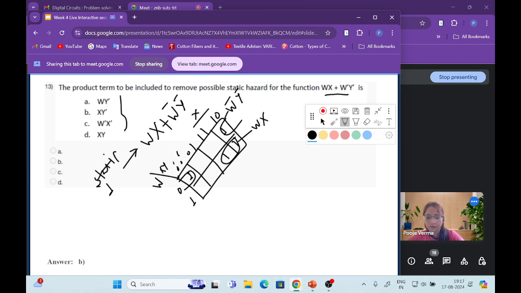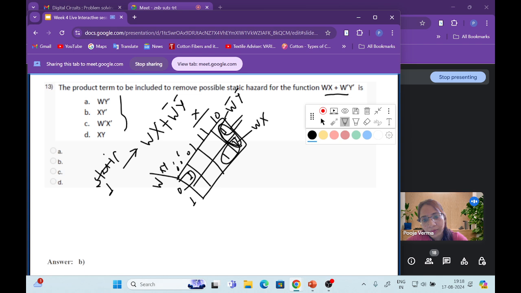Okay. So which of the following product terms must be included to remove the possible static hazard for the function? From the K-map, we can see that the possible pair can be made from this one, right? In order to remove it, if we move from this one to this one, there will be no static hazard. So let's see, W will be cancelled out if we make the grouping like this.